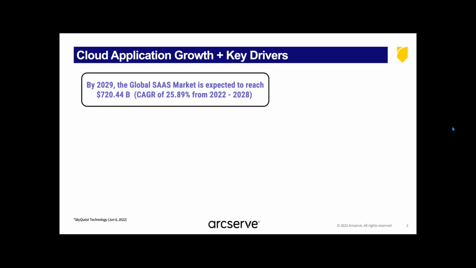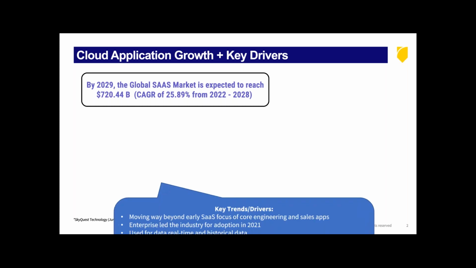In fact, this little stat that you're seeing on the screen right here, by 2029, we're expecting that market to reach upwards of $720 billion. There's a lot of opportunity there. So, lucky for Arcserve, we're jumping in on that and seeing if we can get a piece of that pie, right? But what that does is show just how important it is to keep the idea of software as a service top of mind, right? Whenever we're dealing with these web-based services that we could take advantage of.